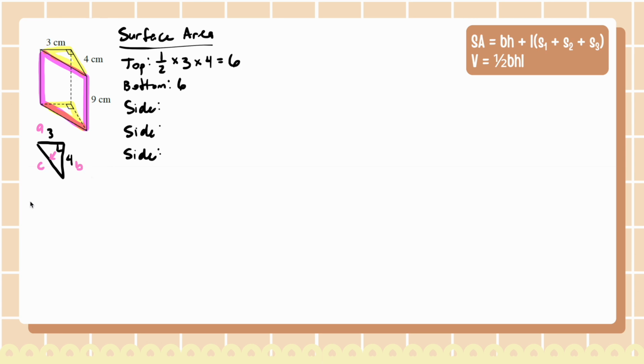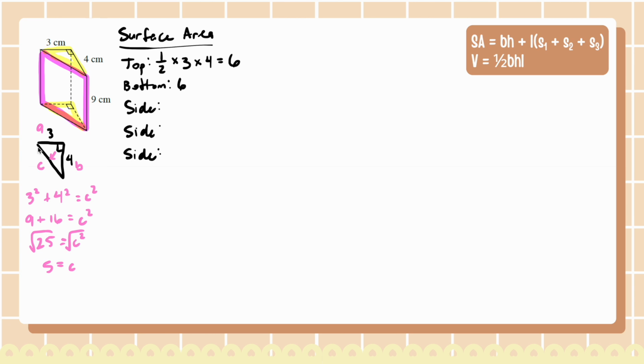So plugging it into the Pythagorean theorem, I have a squared, which is 3 squared, plus b squared, which is 4 squared, is equal to c squared. Now let's simplify. 3 squared gets me 9, plus 4 squared gets me 16, is equal to c squared. 9 plus 16 gets me 25, is equal to c squared. And square rooting both sides of my equation will get me c is equal to 5.